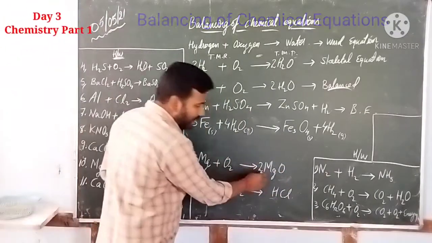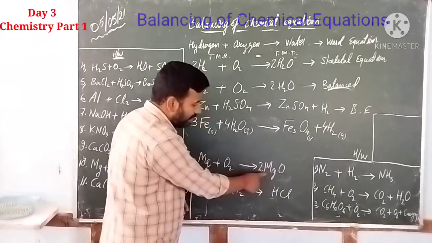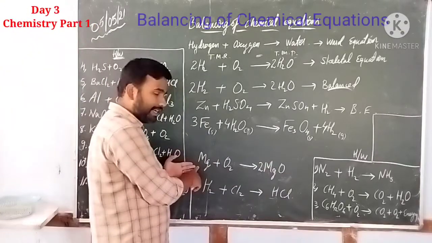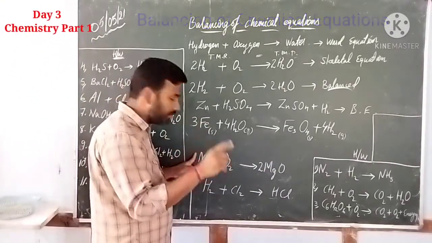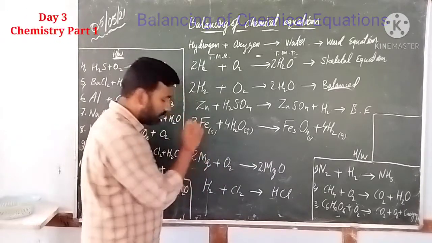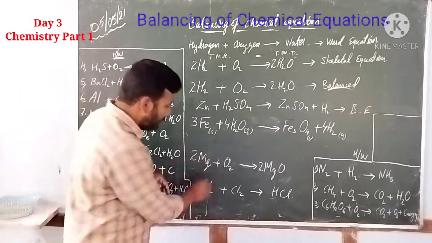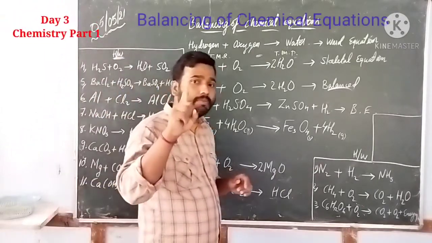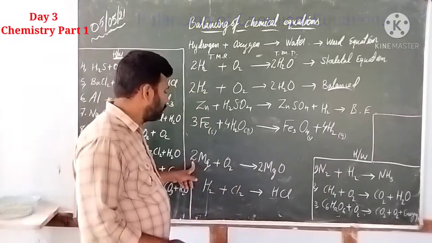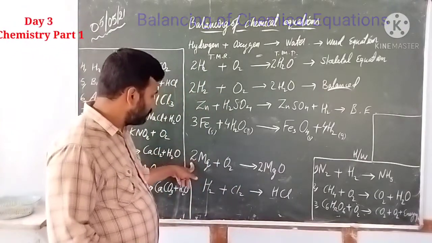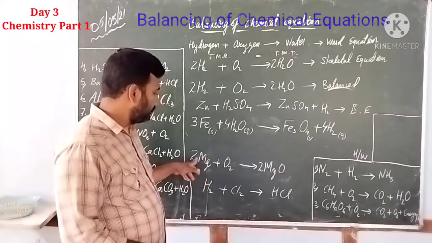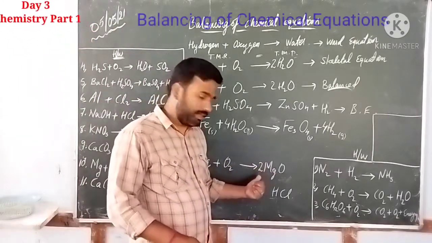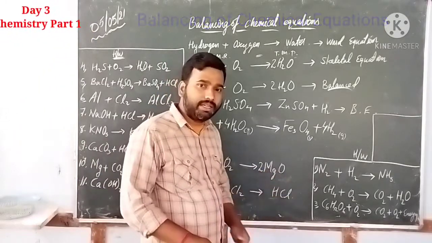Then, while doing so, what happens to the number of magnesium atoms? It became 2 on the right hand side. But when you look at the left hand side, there is only 1 atom of magnesium. So we have to write 2 here also. Why can we write 2 here? Because magnesium is a metal which exists in monatomic form. So this simply means 2 atoms of magnesium, or 2 moles of magnesium, react with 1 mole of oxygen gas so as to form 2 moles of magnesium oxide.